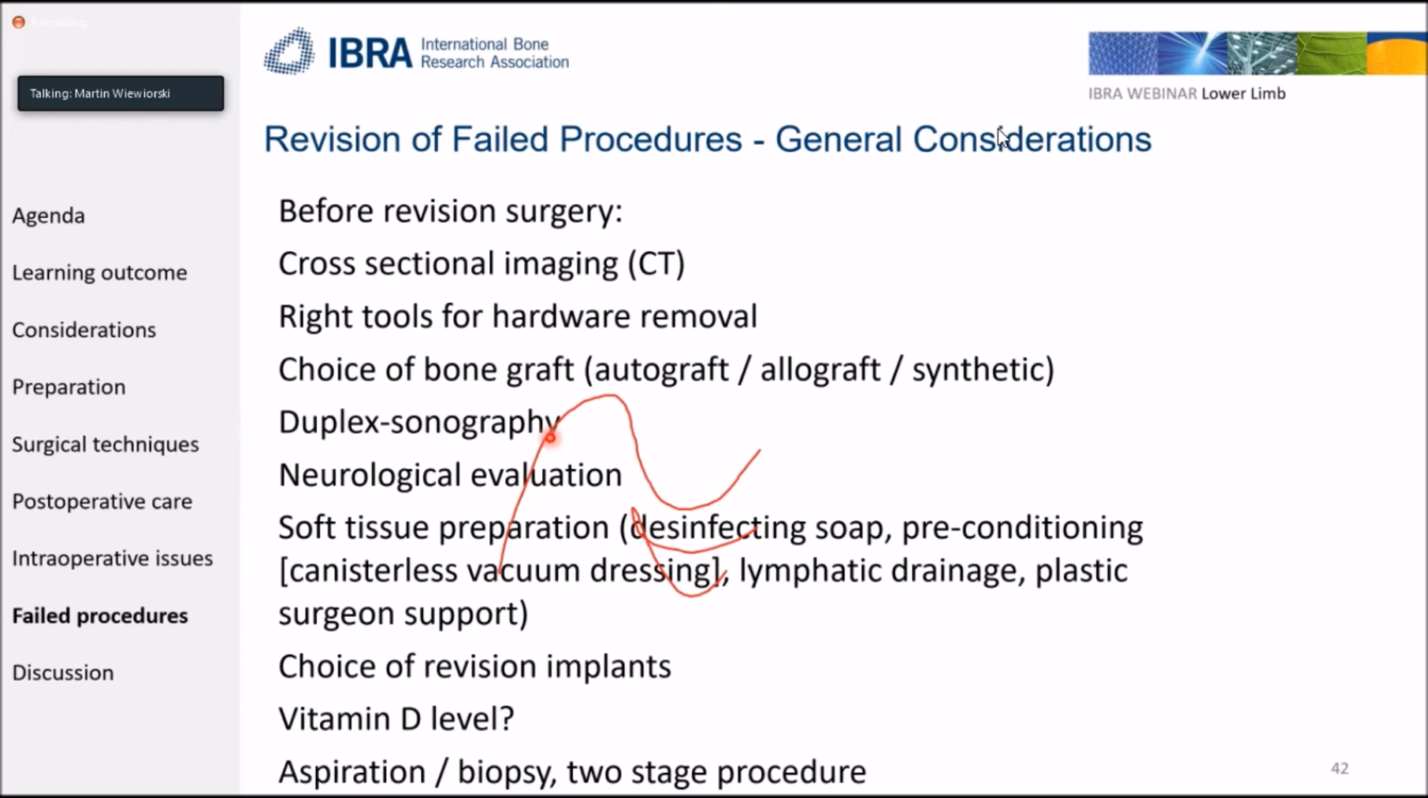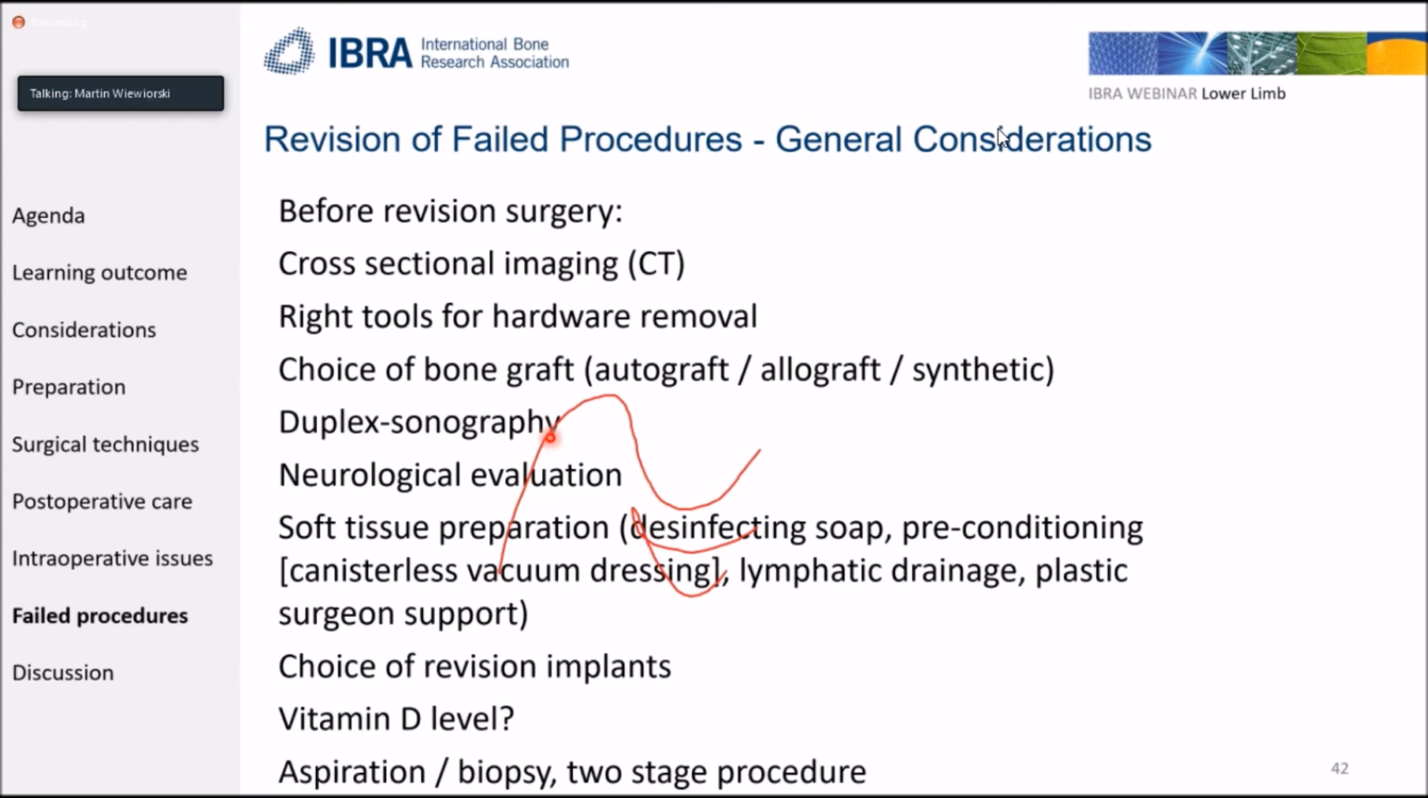In many cases you need some kind of bone grafting, so make sure you know what you need: any kind of autograft and where to get it from in the body, any kind of allograft, or any synthetic graft. In most of these patients I do a duplex sonography just to make sure that the perfusion of the foot is intact, especially in the revision situation.